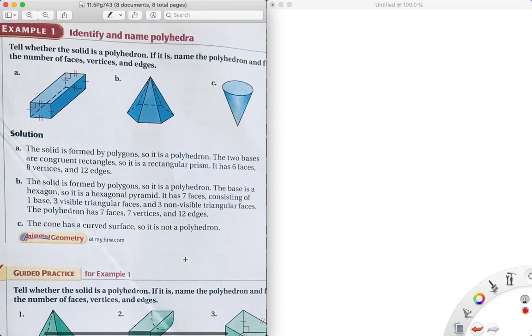So they want you to tell if one is a polyhedron or not. A, yes, because it's a rectangular prism, so the faces are all polygons. B, yes, it's a hexagonal prism, and it's definitely a polyhedron. C, no, it's a cone, round base, not a polyhedron.